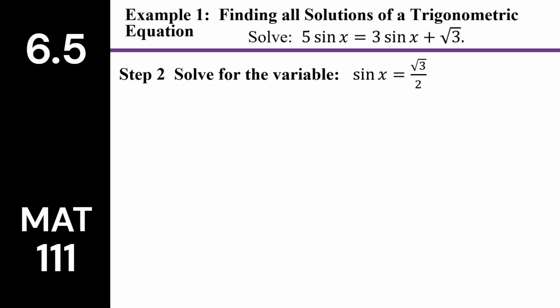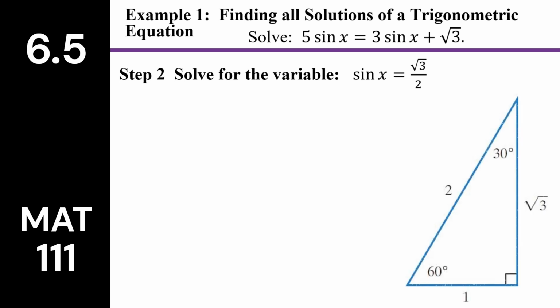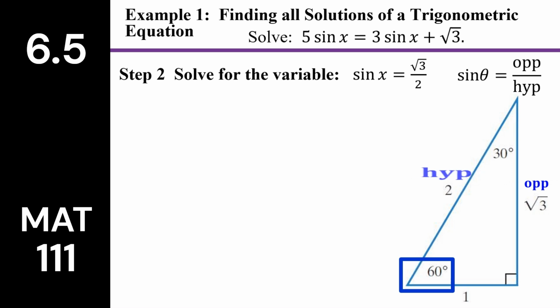To solve for x, we need to look for where the sine of x equals radical 3 over 2. That suggests we would look at our 30, 60, 90 right triangle. Since the sine is the opposite over the hypotenuse, and 60's opposite is radical 3, and the hypotenuse is 2, we get the sine of x equals radical 3 over 2 when x is 60. So 60 degrees is our answer.